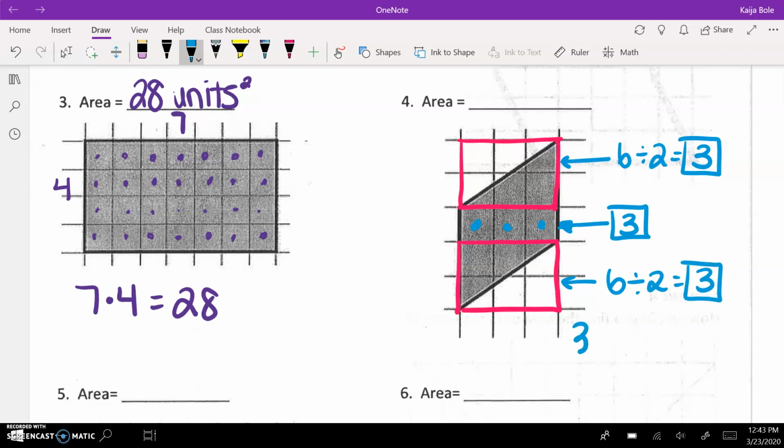So now I have to add my 3's. So when I add them, I get 9. So my area would be 9 units squared.